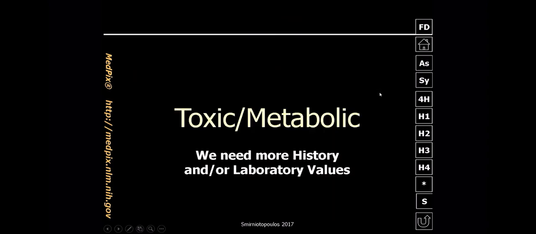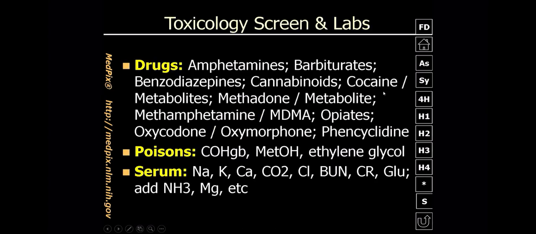So let's talk about toxic and metabolic problems. We may need to have more history and or laboratory values to be able to sort these things out. We have a whole variety of drugs that are part of the routine screen for patients in the emergency room if the ER doc chooses to order them. We have a number of poisons that, again, they can test for. They can test for carboxyhemoglobin, methyl alcohol, ethylene glycol. And then, of course, we have the normal panel of serum electrolytes that we look for, and we can also add to that looking at magnesium levels and looking at ammonia levels.